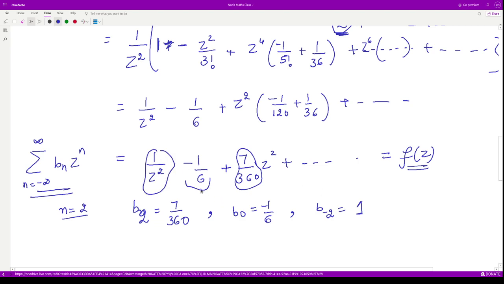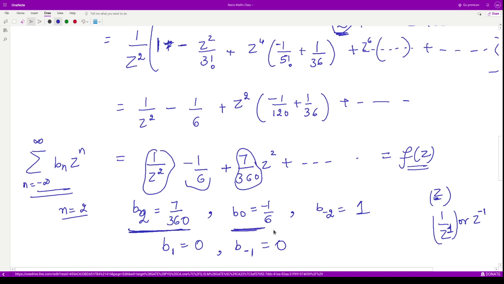So this is 1. And moreover, we do not have any term containing z or 1 by z of the sort. Therefore, the coefficient of b1 would be 0, and the coefficient of the term 1 by z raised to power 1, or you can write this as z raised to power minus 1, so the coefficient of this term is also 0. So from here our b2 comes out to be 7 by 360, b naught comes out to be minus 1 by 6, and b minus 2 comes out to be 1.